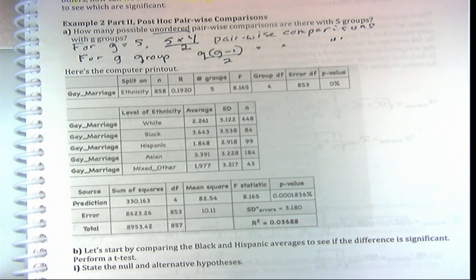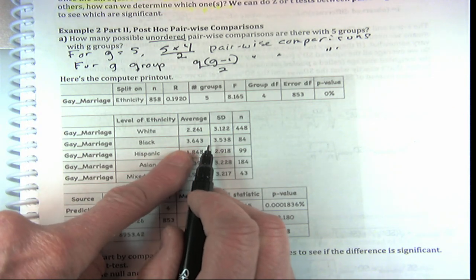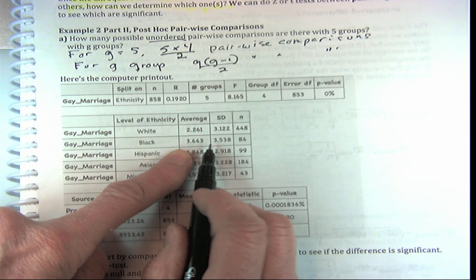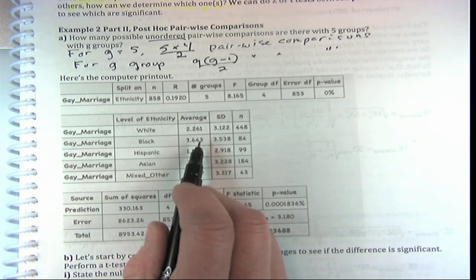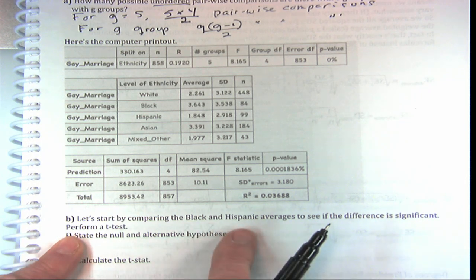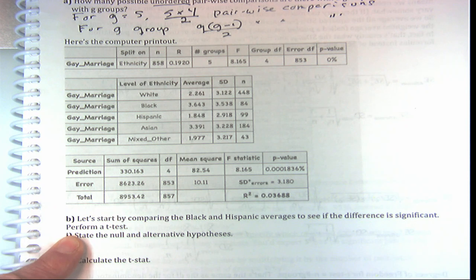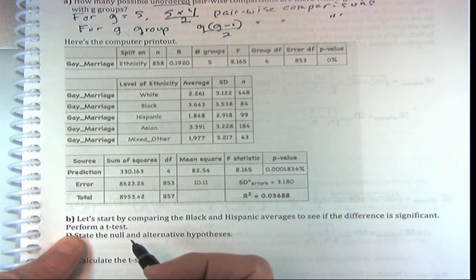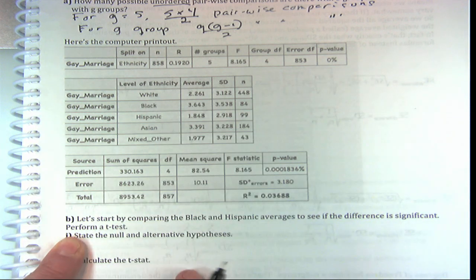let's say we saw that big difference between here's the blacks had the highest average and the Hispanics had the lowest. So why don't we just look at that? Let's start by comparing the blacks and Hispanic averages to see if the difference is significant. Now we just have two groups, right? So we can just do our usual Z or T test. Why don't we use the T test? Okay, because that's what's normally done in this situation.